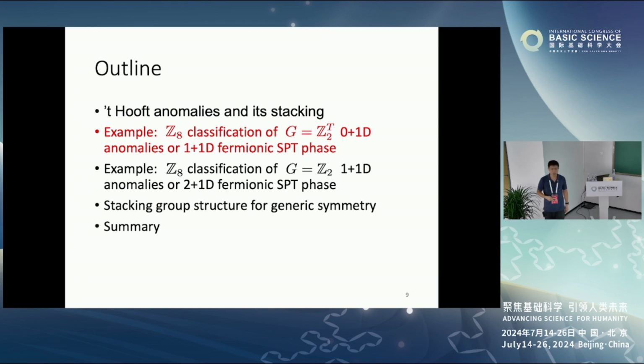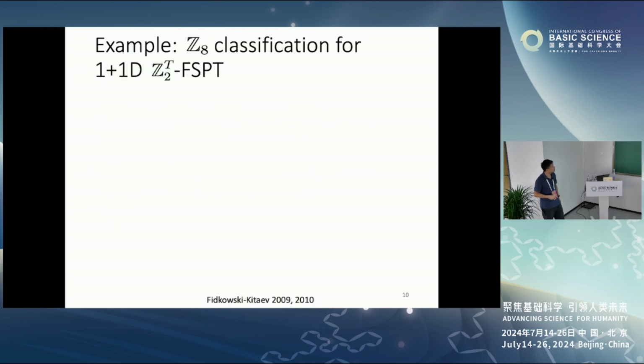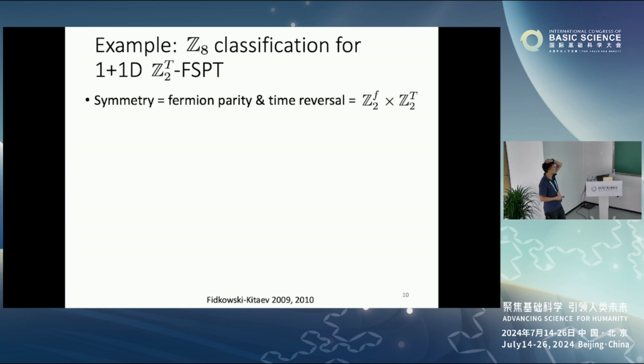Okay, then I will tell you why it is complicated by simply considering this example, a 0 plus 1 dimensional Z2T invariant quantum mechanics, and ask what is the classification of 't Hooft anomalies for this quantum mechanics system. So that's the goal. The example is a system with symmetry that is the product of fermion parity. So we are now in a fermionic system. For a bosonic system the stacking structure is very simple, but for a fermionic system we always have this Z2 symmetry, which corresponds to the fermion parity, or the conservation of fermion number mod 2. And we also add an additional symmetry, the time reversal symmetry, Z2T. So this is the symmetry.